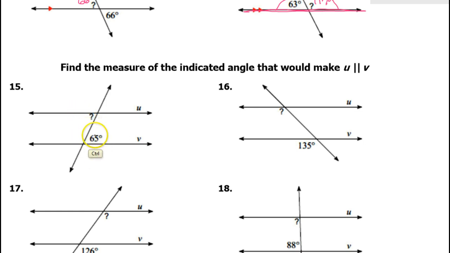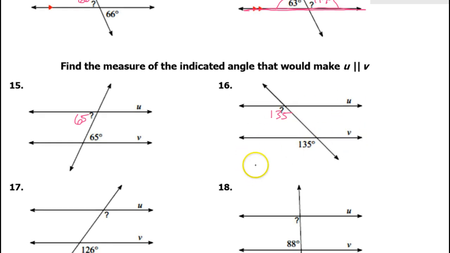So in other words, the question mark and the 65, these are alternate interior angles. If these are equal, that will only happen if the lines are parallel. So in other words, this will have to be 65, just like we were doing above. Acute, acute, they'd have to be the same. Now, right here, obtuse, obtuse, they should be the same. All right, these are corresponding angles. They would have to be the same to make the lines parallel.